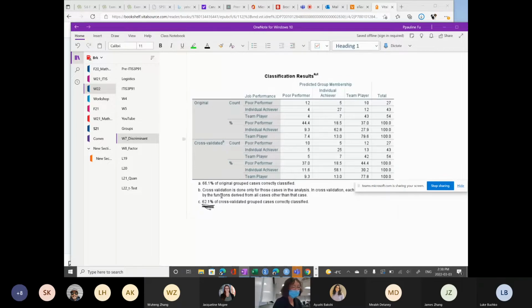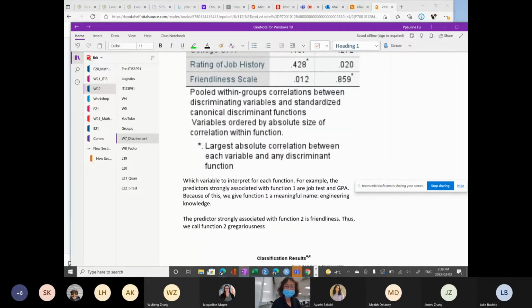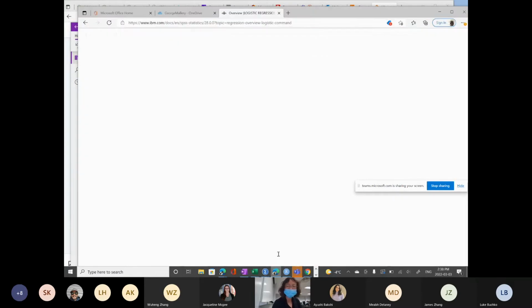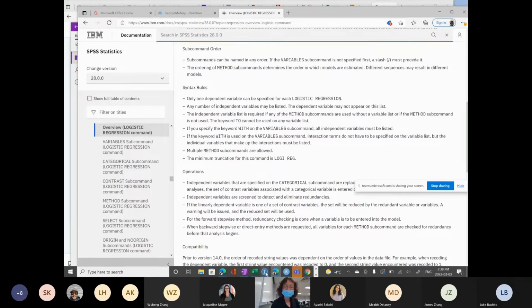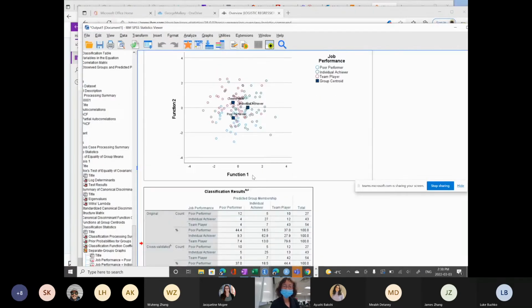And also this, the chart output here. We have the chart output. And this chart is only available from the analysis process. Remember, we selected combined group under the plot selection. How do you interpret this one?